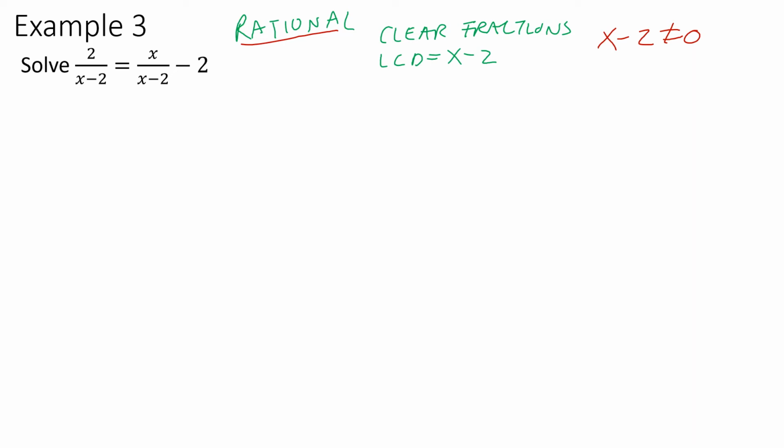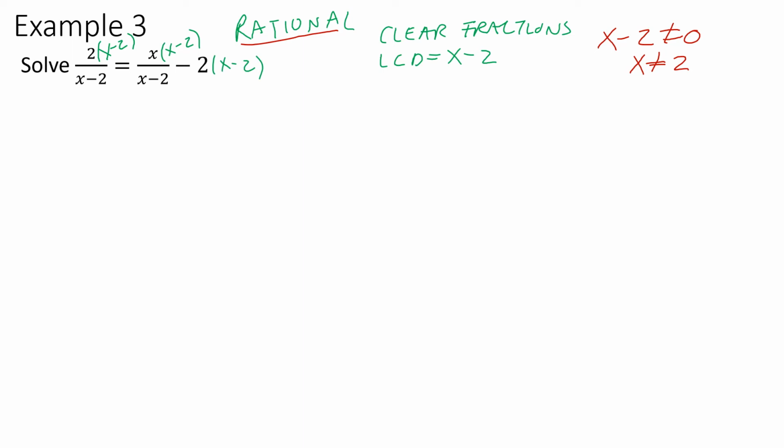So if I solve that for x, I see that x should not equal 2. So I'm going to keep that in mind as I solve this equation. All right, so the LCD is the quantity x minus 2. And since it has more than one term, I'm going to put parentheses around it. So we're going to multiply all 3 terms by the quantity x minus 2 to clear fractions.